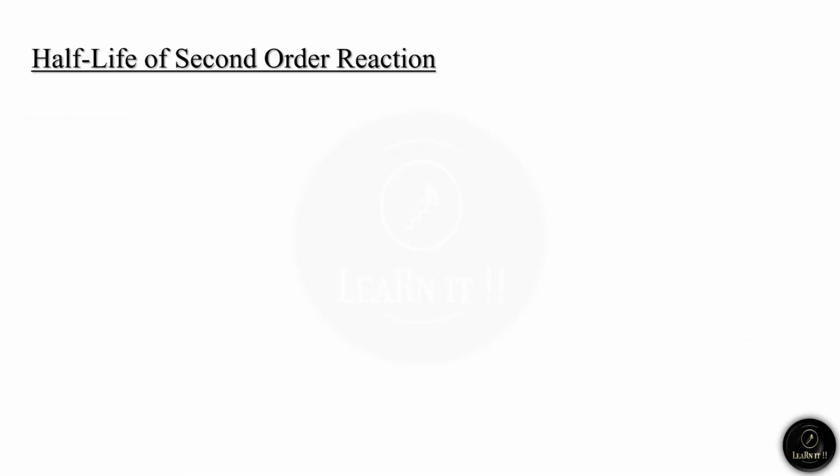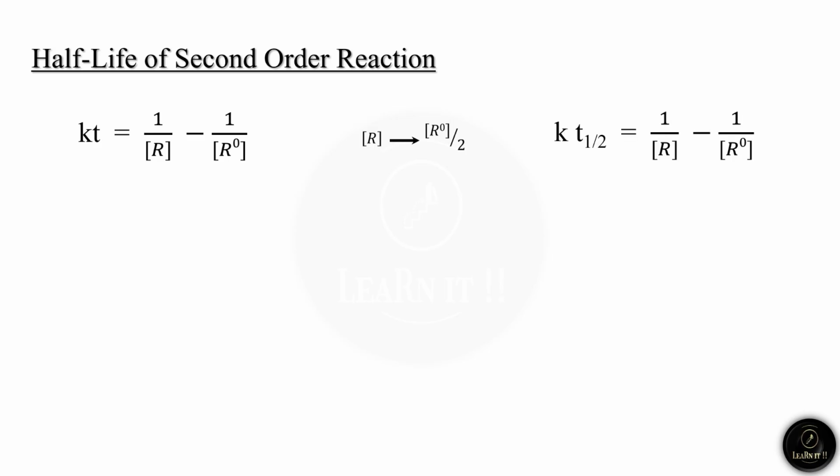Now let's look at the half-life of second order reaction. With respect to second order reaction, we have the integrated rate equation. At half-life, the concentration of the reactant is reduced to half of the initial concentration. When we put that in the integrated rate equation, we get K into t half is equal to 1 by concentration of R naught divided by 2 minus 1 by concentration of R naught.